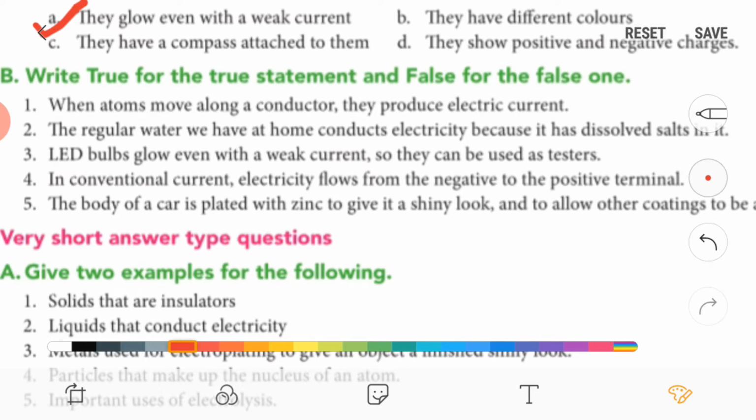Now exercise B. True and false. So first question. When atoms move along a conductor, they produce electric current. So the answer is false, because here the atom does not move, here electrons will move.